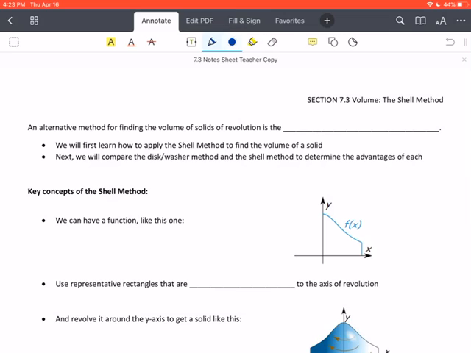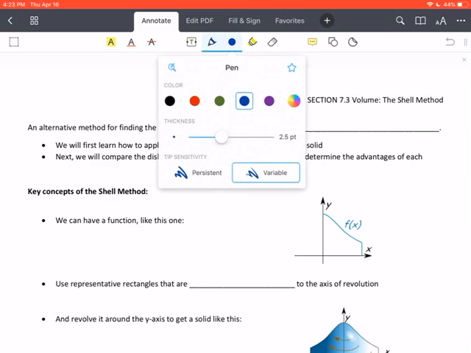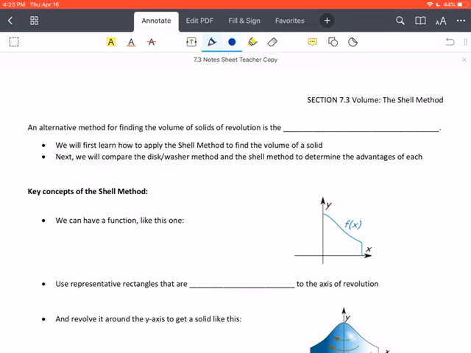And this alternative method that we are going to focus on this week is called the shell method, or cylindrical shell method. Now today is all about me just introducing you to it and how you're going to apply it to a problem. So don't yet get caught up on when am I going to know if I should use the shell method or the disc method. That was what we did last week. We will focus on that in lessons to come.